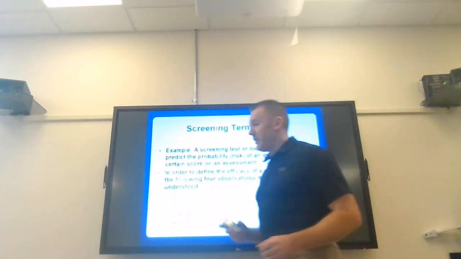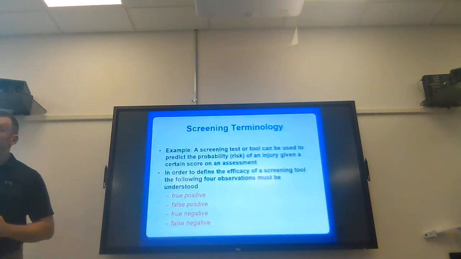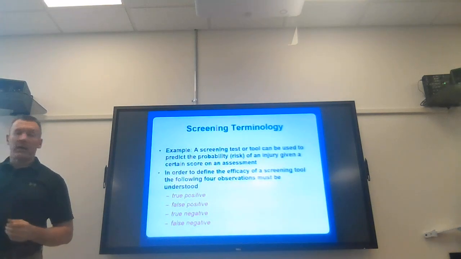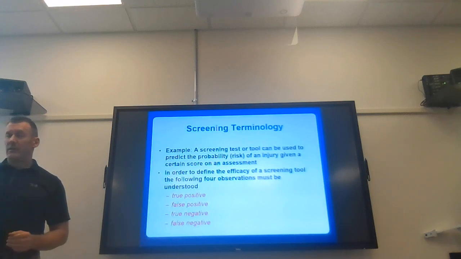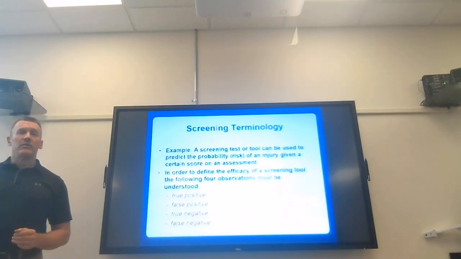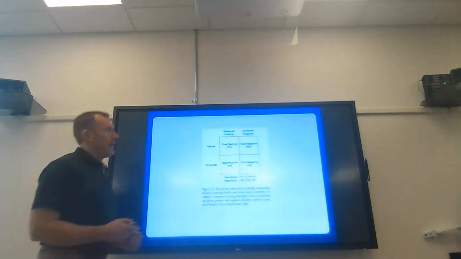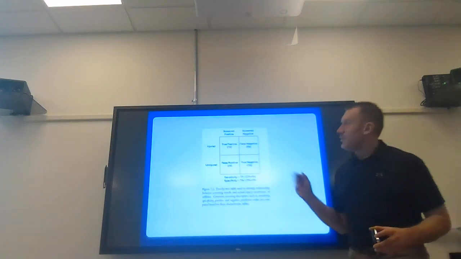So there are 4 terms here that you need to become familiar with: true positive, false positive that we talked about just a minute ago, true negative, and false negative. Those 4 things you need to be comfortable with and understand the meaning of. Okay, so this is a 2x2 table.